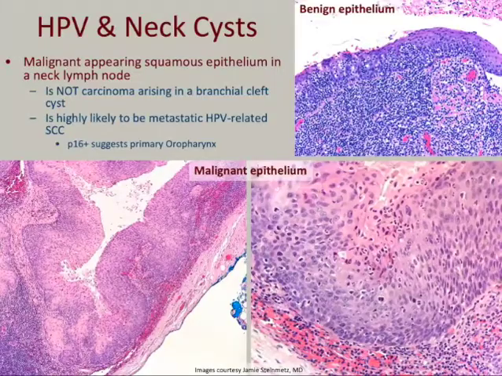Okay, so malignant appearing squamous epithelium in those neck nodes should always be considered carcinoma, metastatic, likely from the oropharynx until proven otherwise. There is really no such thing as HPV cancer arising in a branchial cleft cyst. This is a metastasis of yet unknown primary. So carcinoma arising in a branchial cleft cyst is a little bit of a historic concept that really is frowned upon in most cases these days.